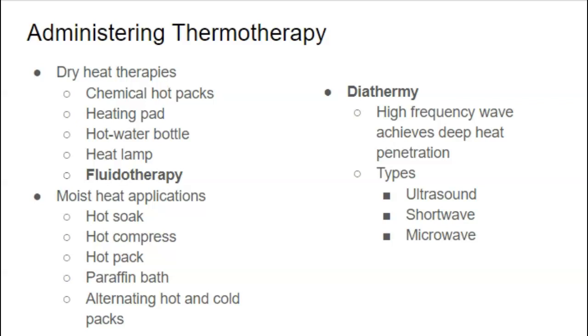There are also shortwave and microwave types of diathermy that can be used. You just have to be careful. These are limited to a certain time frame, and you generally can't use either one of these with patients that have pacemakers. But once again, the ultrasound is probably the most common on this list.